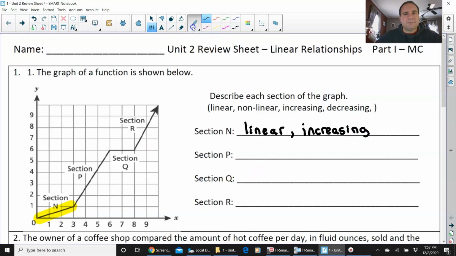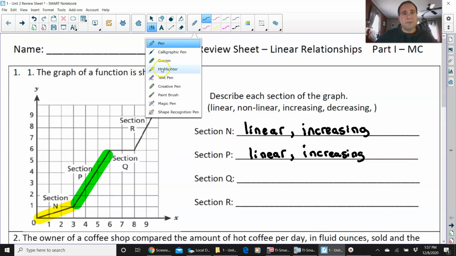Section P is this section right here. So, is that linear or nonlinear? Yeah, if you said linear, you're correct. Is that increasing or decreasing? Increasing up, decreasing down? Yes, increasing. And that would have a positive slope.